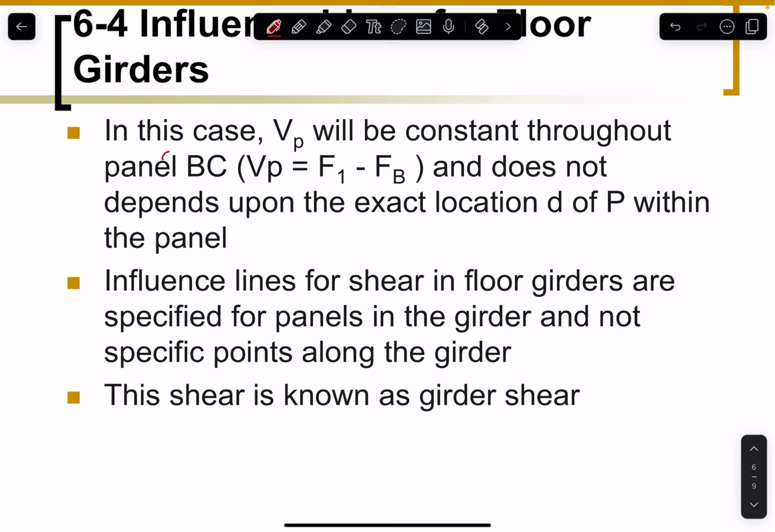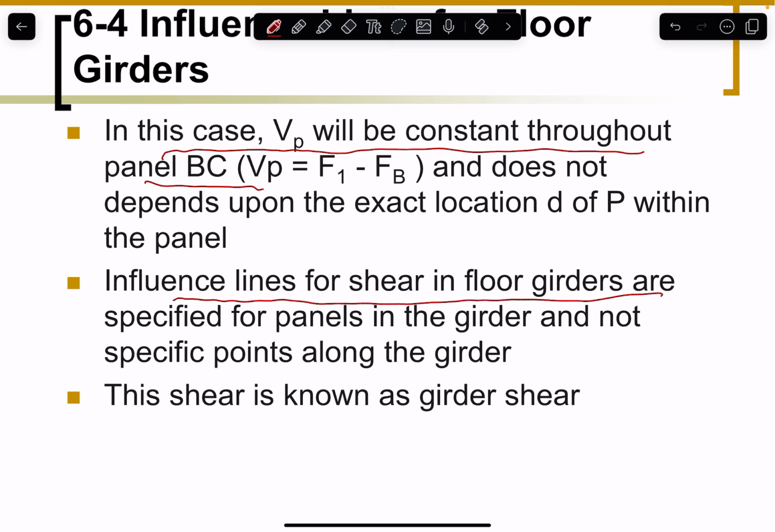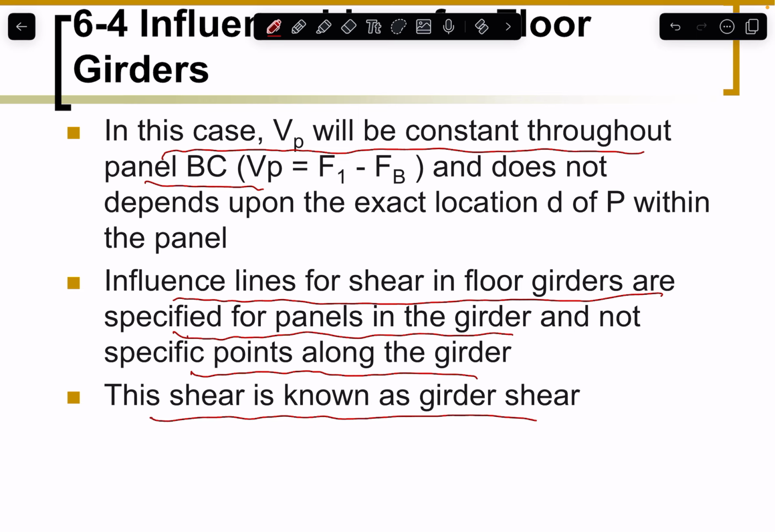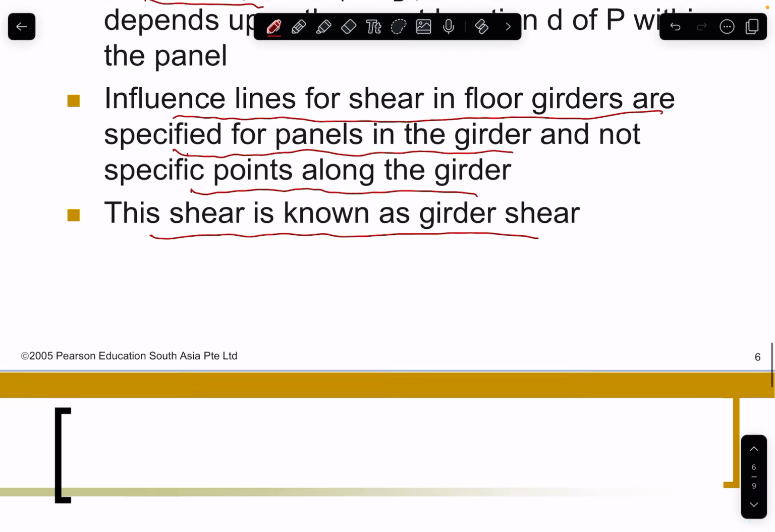In this case, VP will be constant throughout panel BC. The influence line for the shear in floor girders is specified for panels in the girder and not for specific points along the girder. It is only applicable at specified panels. This shear is known as girder shear.